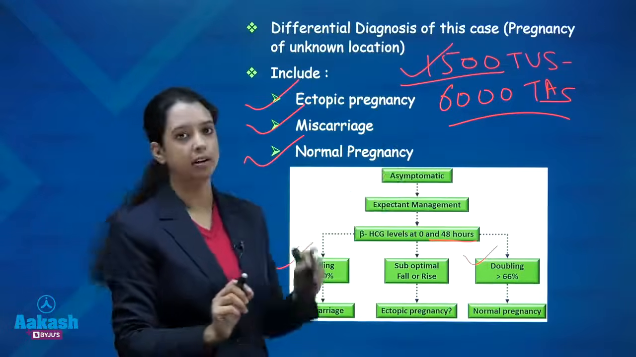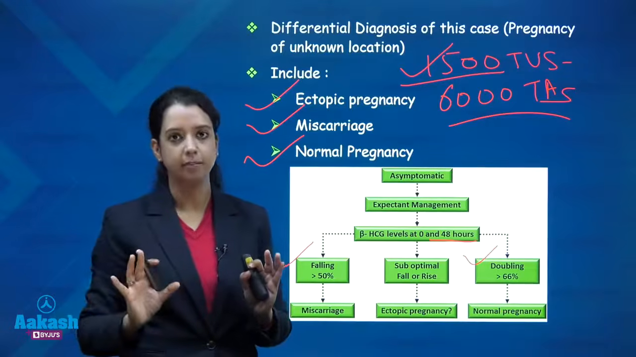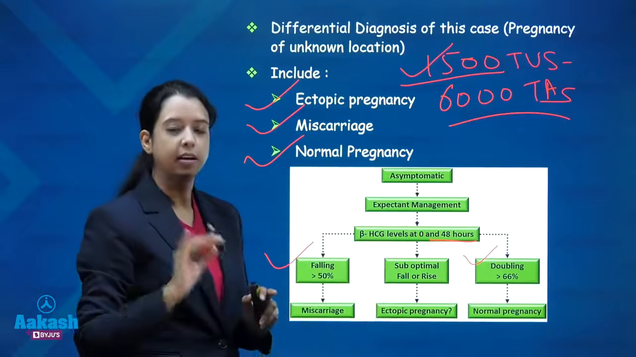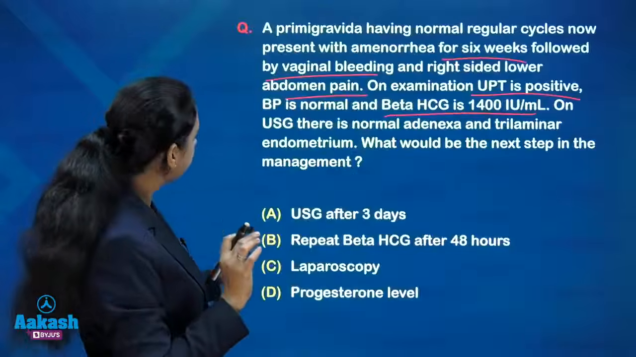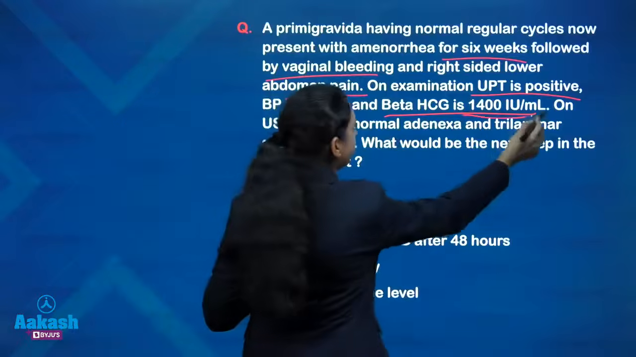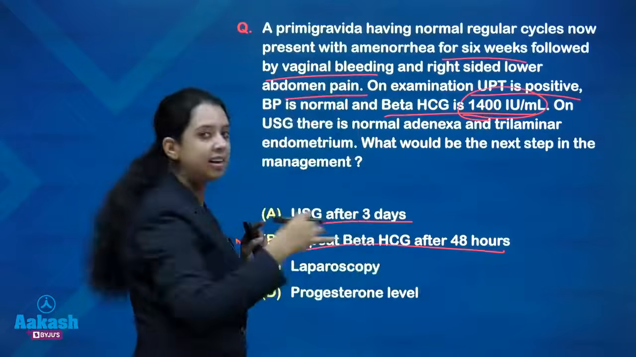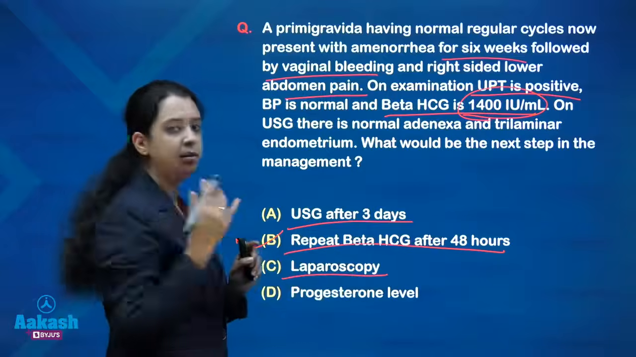Because after this level, ultrasound should show something inside the uterine cavity, right? So, you will keep on repeating HCG here till you see something on ultrasound. So, what will you do here? Will you repeat USG after 3 days? No, you will repeat USG once it crosses the threshold. So, you will repeat the beta HCG because if it rises more than 66%, you know it is intrauterine. You will not do laparoscopy in a stable patient.